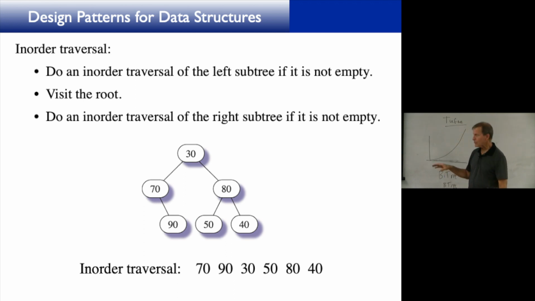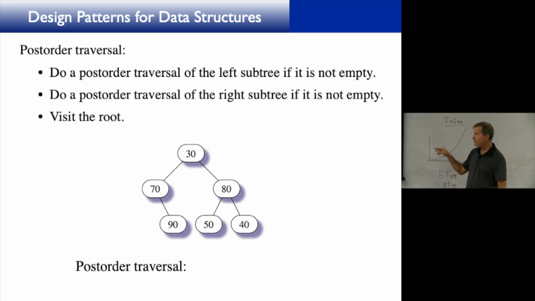And then post-order traversal is what? You do a post-order traversal of the left subtree, the right subtree if it is not empty, and then you visit the root. So now what's the post-order traversal of this? Now this is a little trickier.